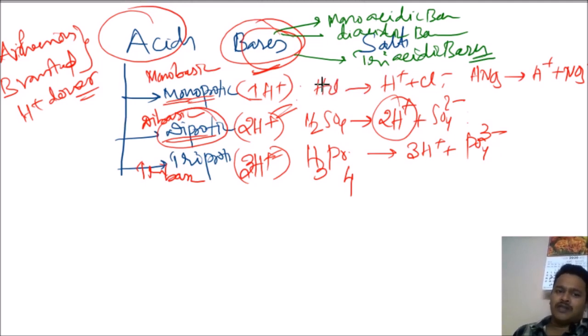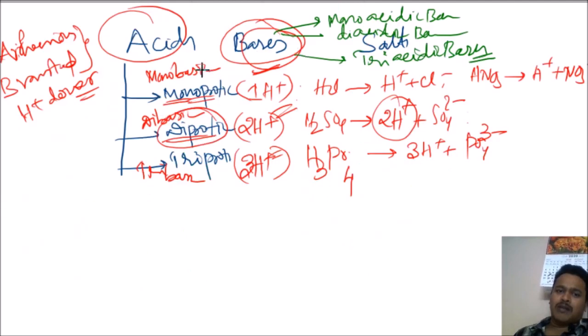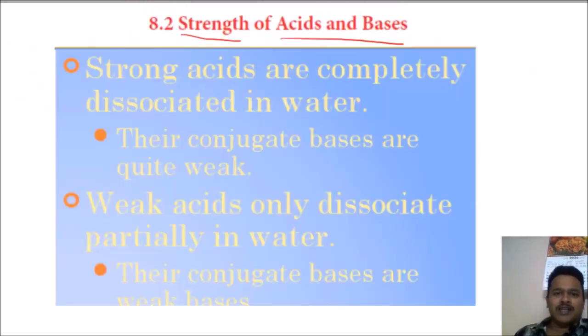Now what we discussed regarding acids and bases is when they are called strong acids and when they are called weak acids, based on the alpha value. After that, we classified them based on the number of protons. These are all talking about acids and bases. Now we will go to our lecture, strength of acids and bases.